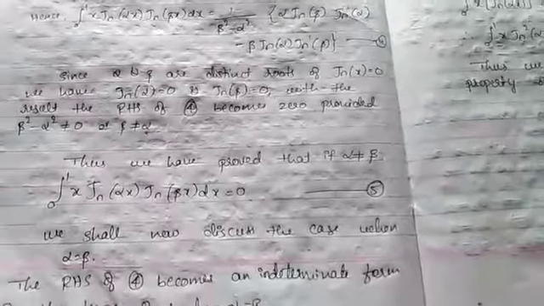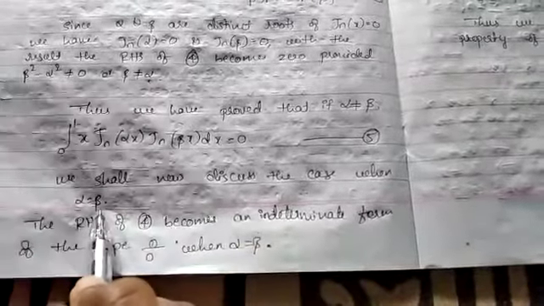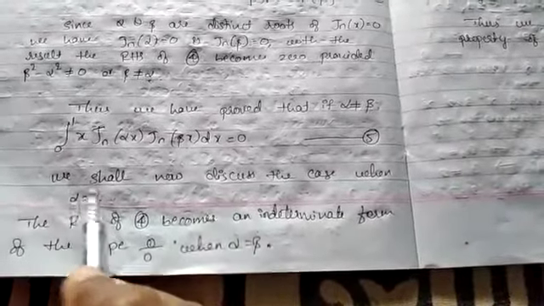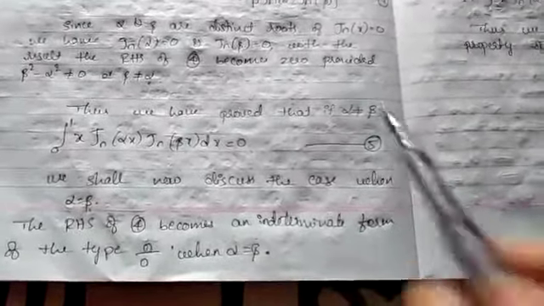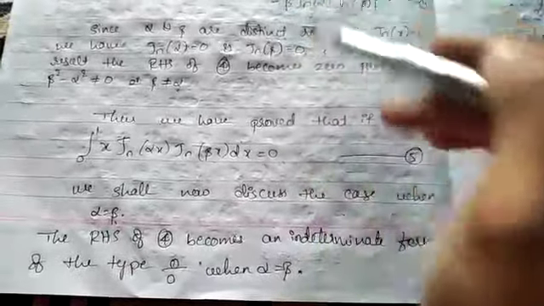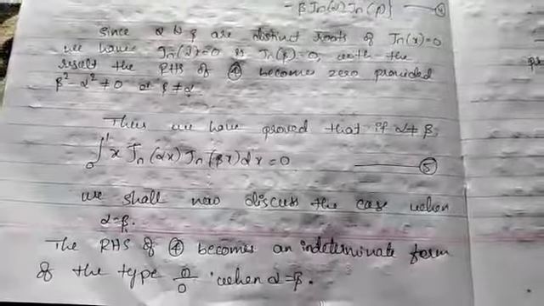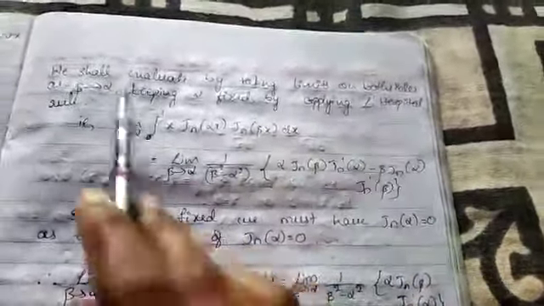We proved one condition. Next, we shall discuss the case when alpha equals beta. When alpha equals beta, the RHS of equation 4 becomes an indeterminate form. This is also 0 and this is also 0, so it is the indeterminate form of the type 0 by 0. We shall evaluate by taking limits on both sides, keeping alpha fixed, by applying L'Hospital rule.